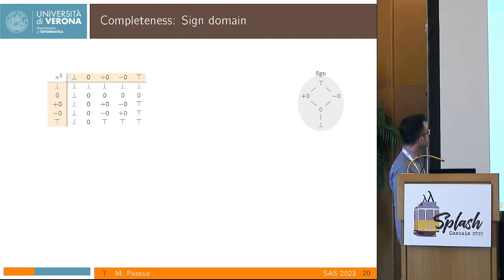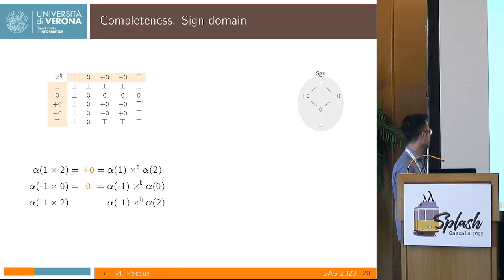We have the abstract transfer function for the multiplication, and we all know that the multiplication is complete for the sign domain. So 1 times 2 is 2. That is abstracted to positive. Positive rule of sign: positive multiplied by positive is positive. So we have completeness, and we can do the same for other examples. And the multiplication is complete.